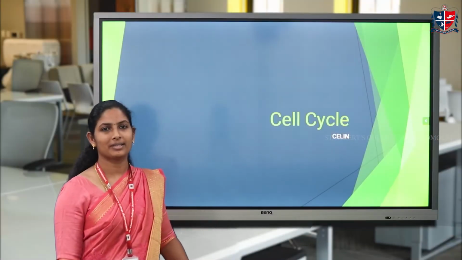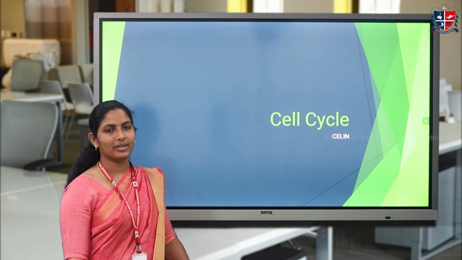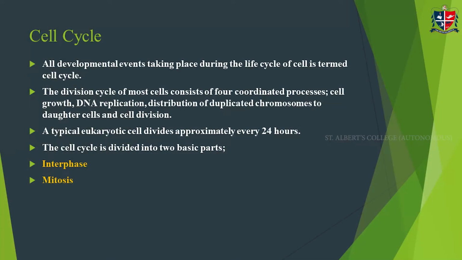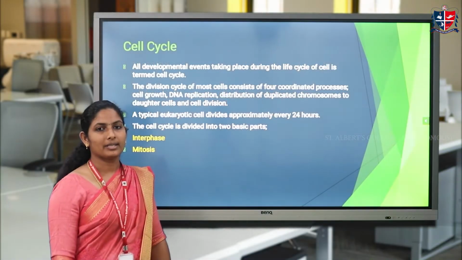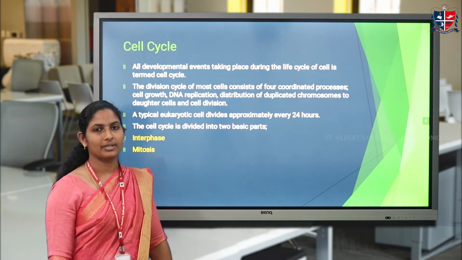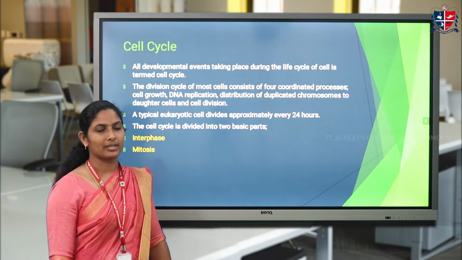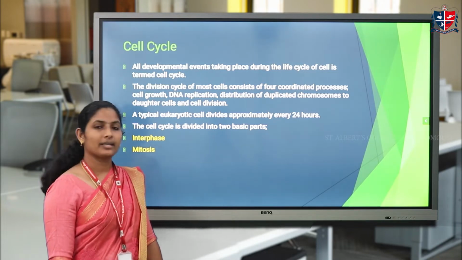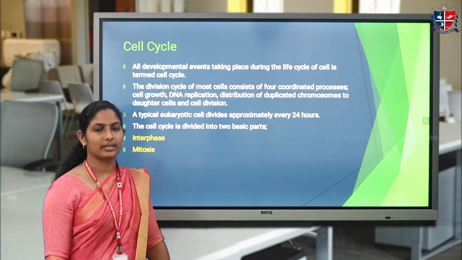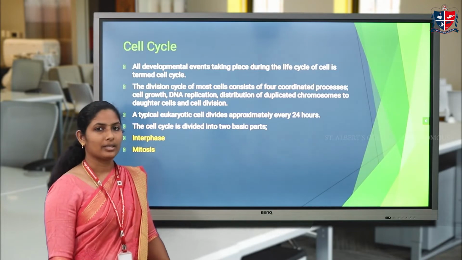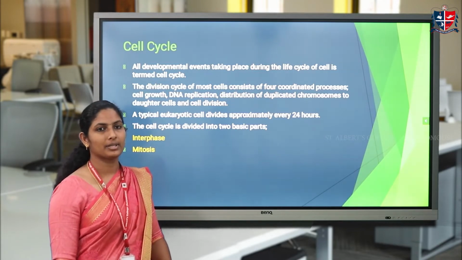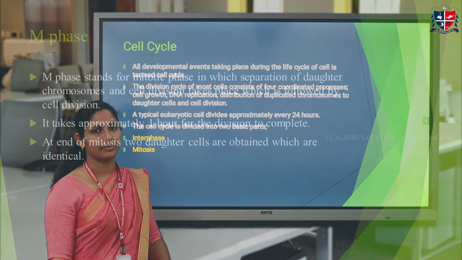Hello all, today we'll discuss the cell cycle. All developmental events taking place in a cell are compiled together to form what we call the cell cycle. It contains events such as cell division, DNA replication, and other activities like metabolic activities, growth, etc. The cell cycle is broadly divided into two phases, interphase and M phase. The total time duration for the cell cycle is considered to be 24 hours.